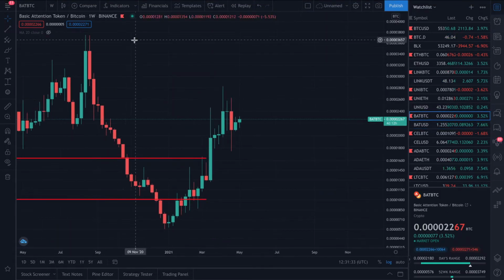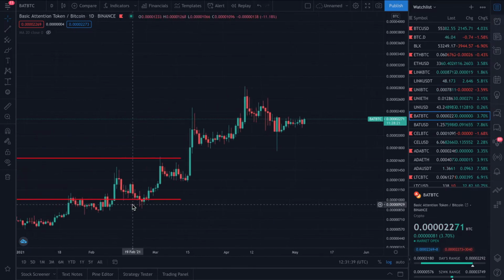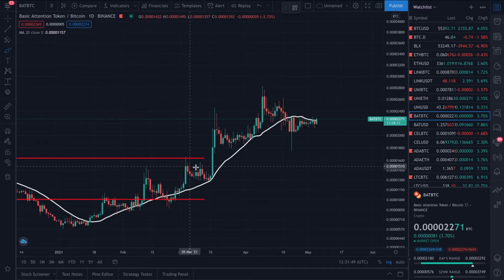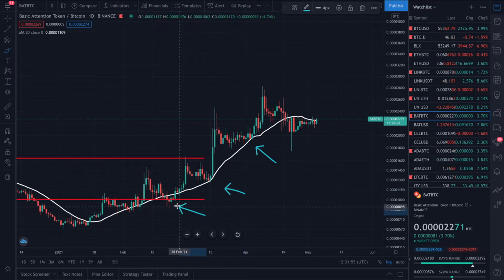And one thing that would be attributing to basic attention token just stagnating a little bit is the fact that it's below the 20-day moving average. It has been below it since April 21st. Now, we did mention the significance of the 20-day moving average prior to this drop. We looked at instances like this, and even when it did go below, it was fairly brief.